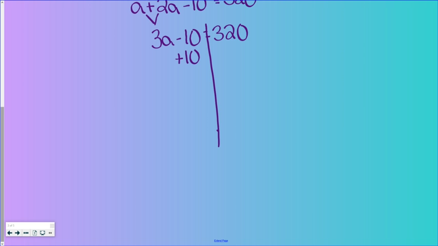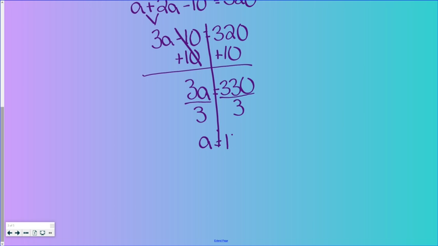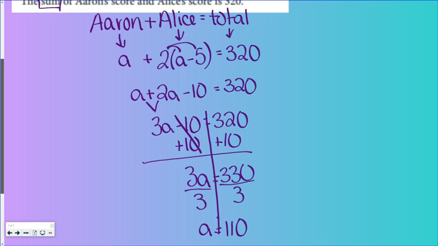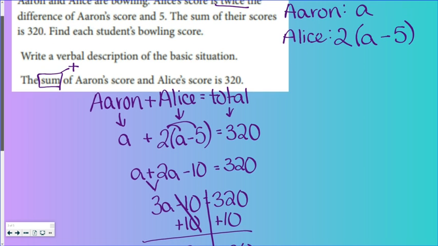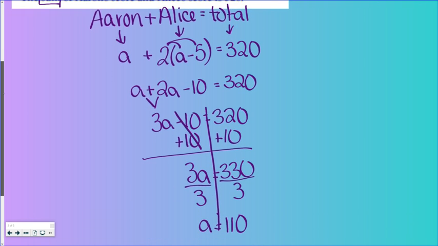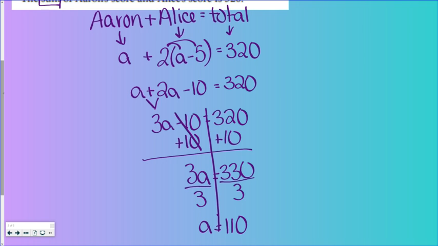I'm going to add 10 to both sides. That cancels. 3A equals 330. Divide by 3. A equals 110. Now that we know that, we need to go back and find out whose score we just learned. So at the beginning, you'll remember we said Aaron is A. So that means, after solving that, Aaron scored 110 points.